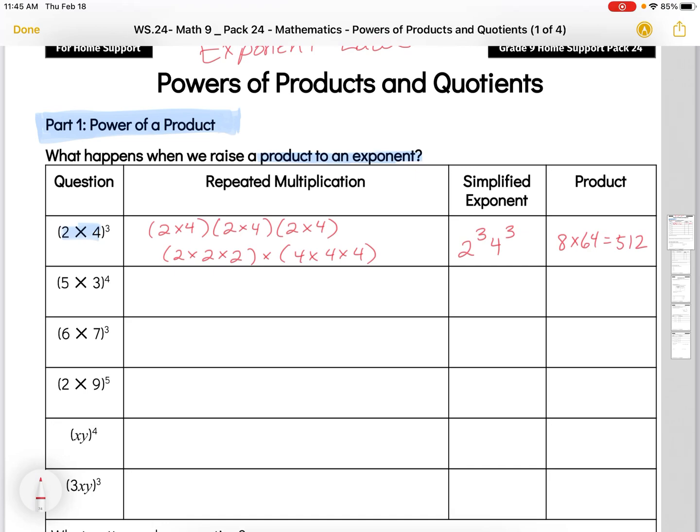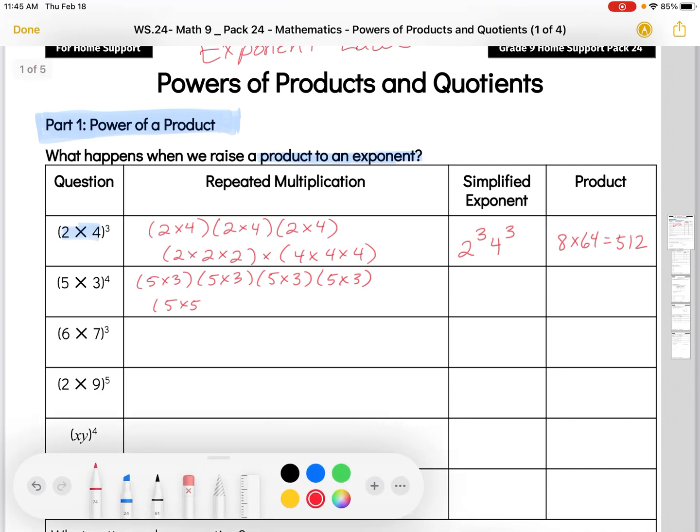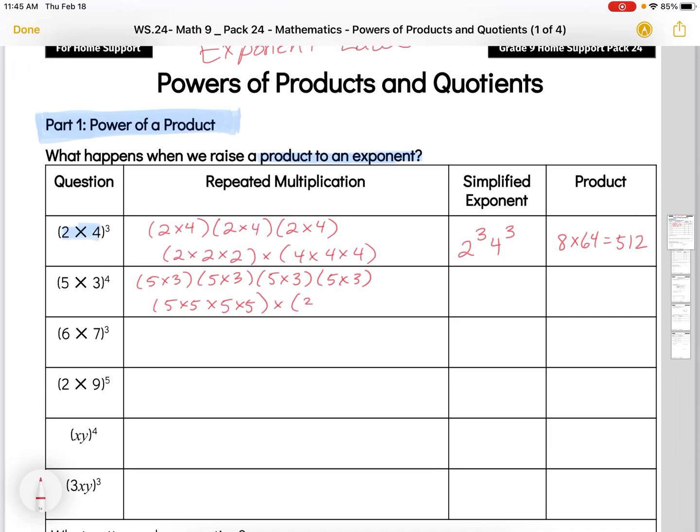Okay? But if I wanted to simplify the exponent, I could express it as 2 to the 3 and 4 to the 3. The next one, I have 5 times 3 times 5 times 3 times 5 times 3 times 5 times 3. Now I'm going to gather all my 5s and gather all my 3s. So I'm going to get 5 times 5 times 5 times 5 times 3 times 3 times 3 times 3. So this would be 5 to the 4 times 3 to the 4. Now to evaluate that, 5 to the 4 is 625 times 3 to the 4, which is 81, which is equal to 50625.